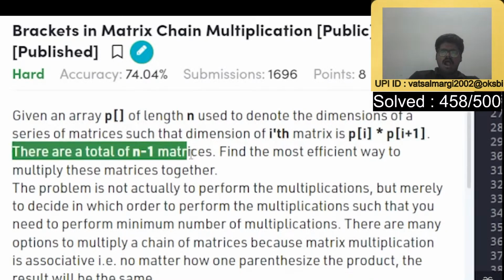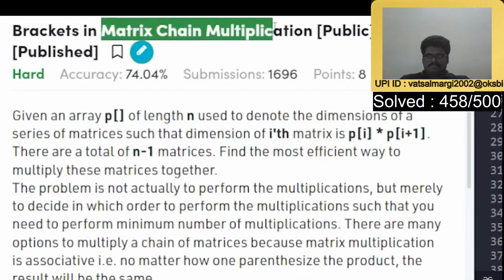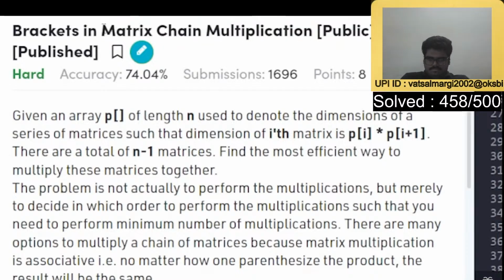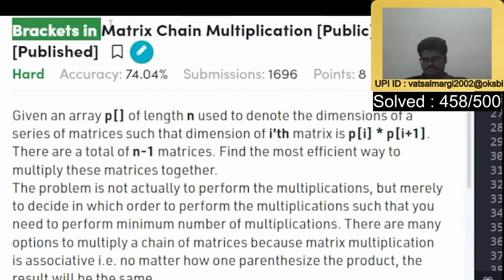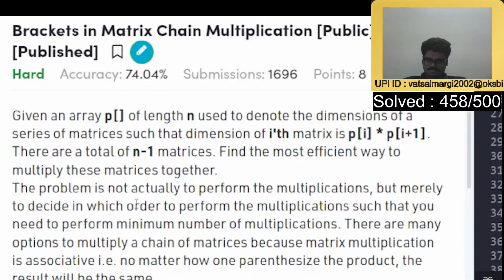Now there are total n minus 1 matrices given, and we have to find the most effective way to multiply these matrices together. Basically, first of all, we have to consider the matrix chain multiplication problem, and then after we have solved it, we will apply the brackets accordingly. The problem is not actually to perform the multiplications, but merely to decide in which order to perform them, such that the minimum number of operations is needed.